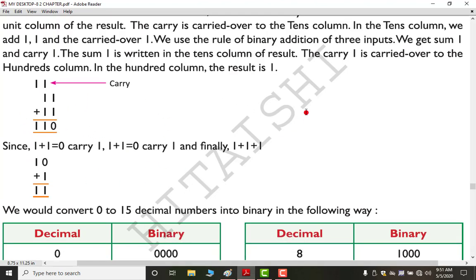Okay, this is an important one. So practice it carefully. Take numbers on your own and do the practice.